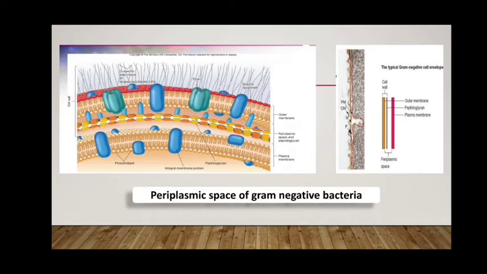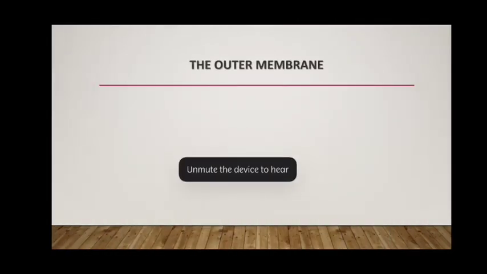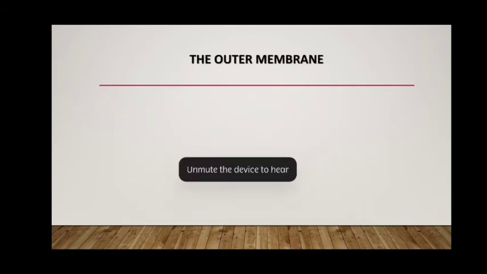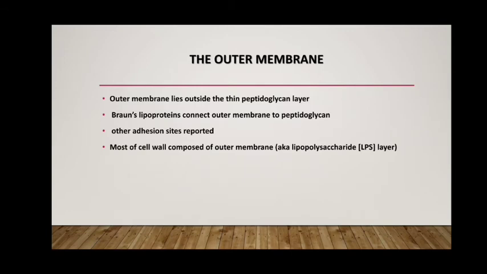Now let us go to a brief detail on the outer membrane of gram-negative bacteria. The outer membrane lies outside the thin peptidoglycan layer of a gram-negative bacterium. Many lipoproteins, such as Braun's lipoprotein, connect the outer membrane to the peptidoglycan layer, and other adhesion sites have also been reported. Most of the cell wall is composed of the outer membrane, that is, a lipopolysaccharide layer.